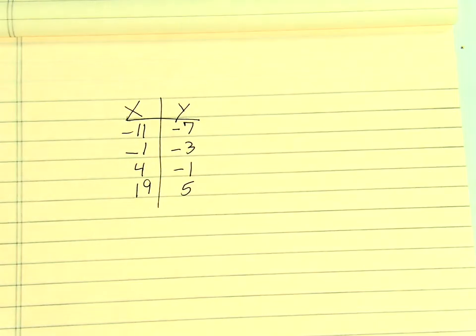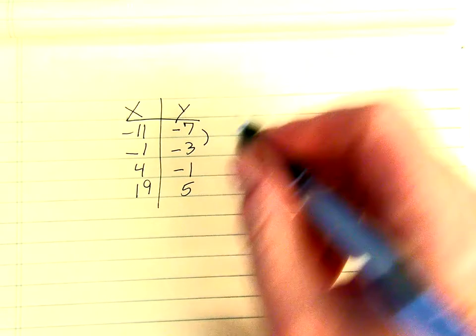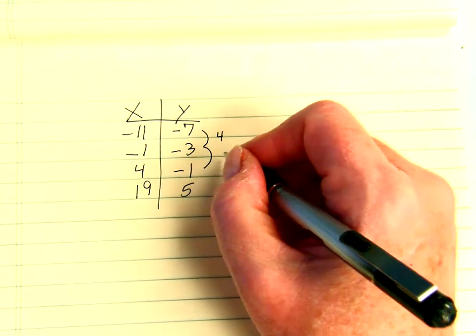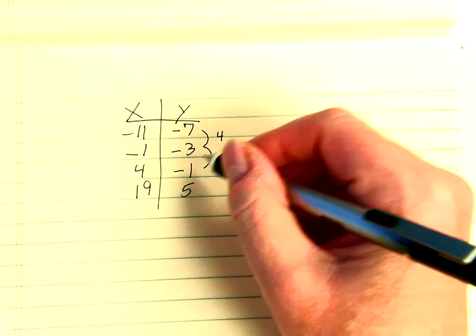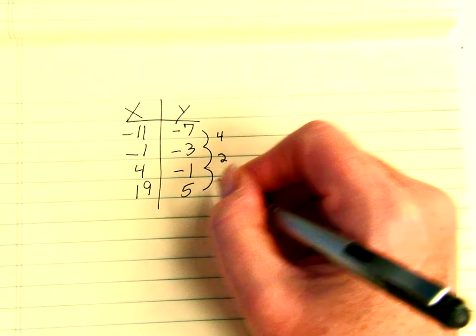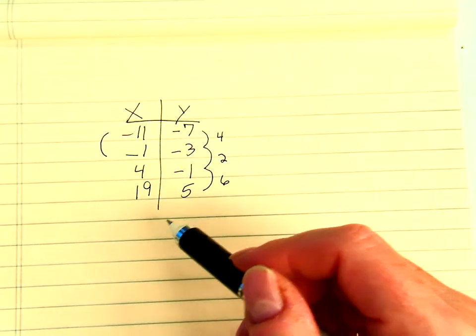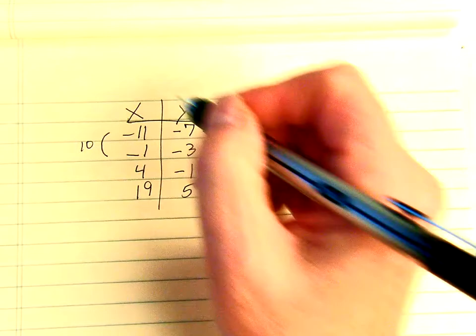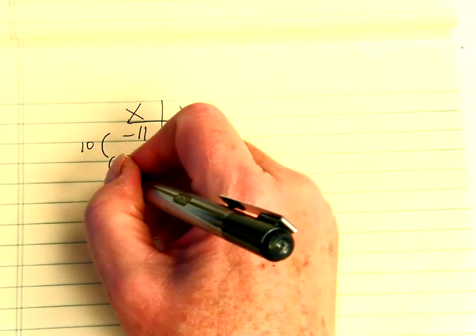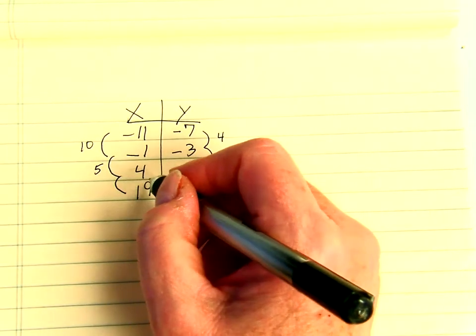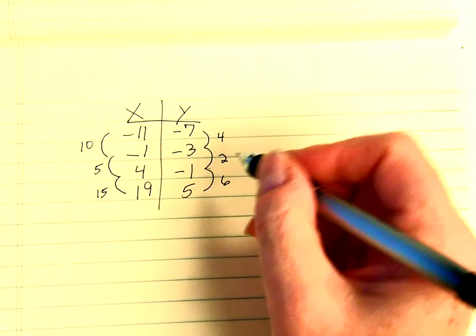So what we're going to look at is the difference between each of these. Here we've got a difference of 4, here a difference of 2, and here a difference of 6. Now, negative 11 to negative 1 is 10. Negative 1 to 4 is going to be 5. And 4 to 19 is going to be 15.